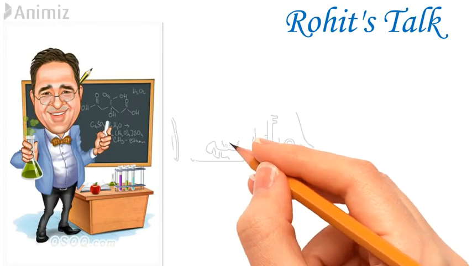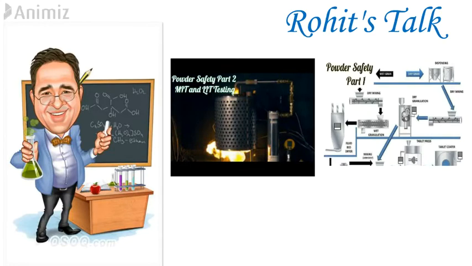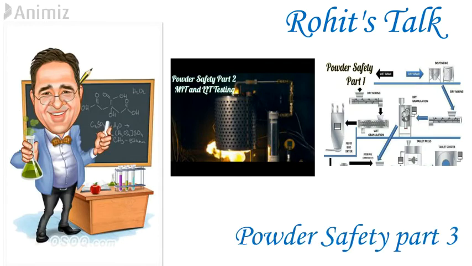In our previous video we have gone through powder testing methods, MIT and LIT and their uses and basis of safety. If you have not gone through this video, I suggest please go through it. Link of video as well as other process safety videos shared in description box. Today we learn about another two important powder testing methods. First is the burning class of powder and second is resistivity of powder. So let's begin powder safety part 3.